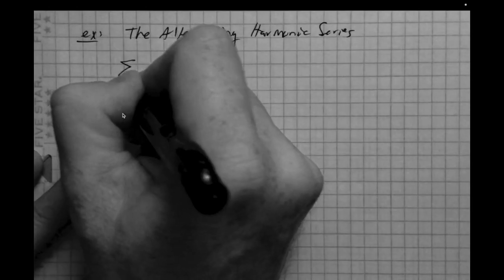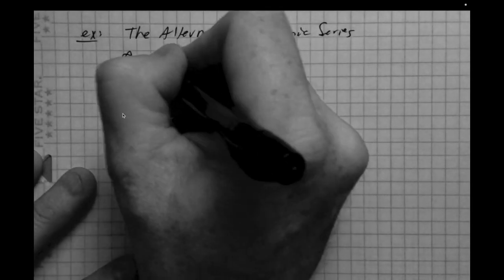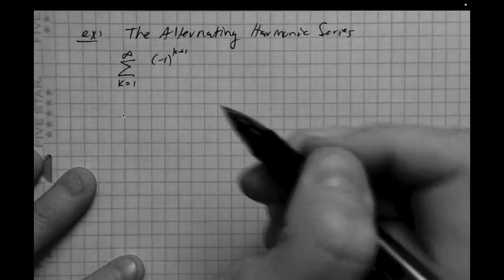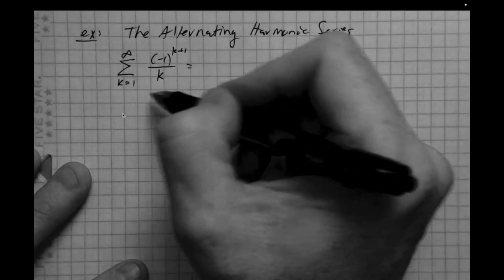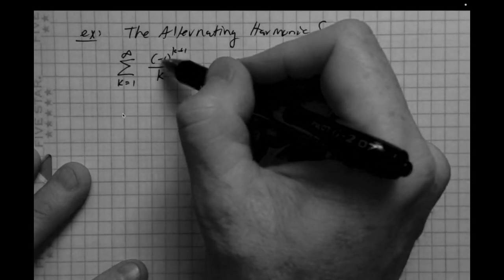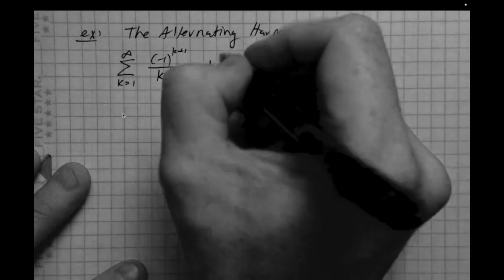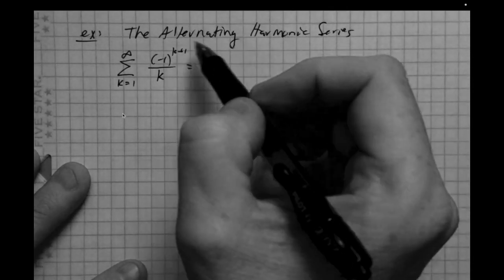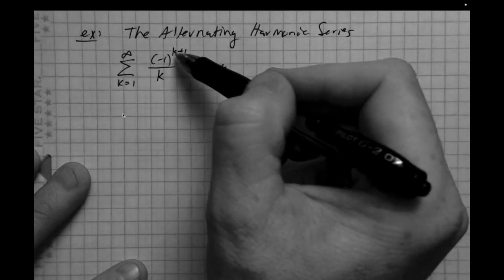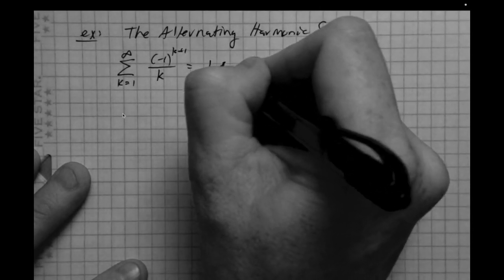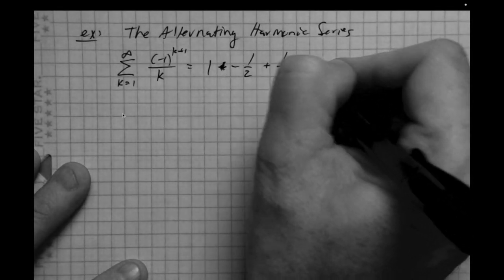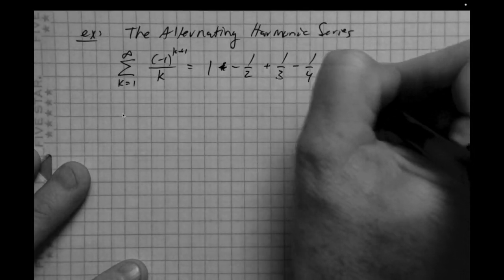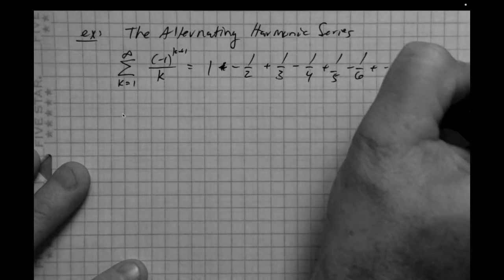Okay, so consider this guy: the sum as k goes from 1 to infinity of -1 to the k plus 1 power over k. So when k is 1, this will be -1 squared, which is 1 up top, and then 1 on the bottom, so just 1. When k is 2, it'll be -1 to the third power, so it'll be minus 1/2. Then it'll be plus 1/3 minus 1/4 plus 1/5 minus 1/6, and so on.